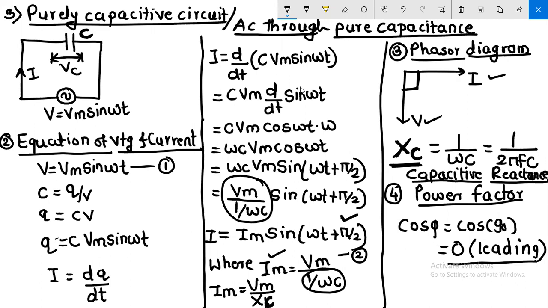See everyone, what do we have to do now? First of all, draw this diagram within 5 minutes. Don't take too much time. First of all, you have to draw this diagram, then write down the equation of voltage and current. After drawing this phasor diagram, write down the equation for this Xc, or you can also write down the equation for this Im, and then write down the value of this power factor. Within 5 minutes, you have to complete all these things. Got it, everyone? Go for it.